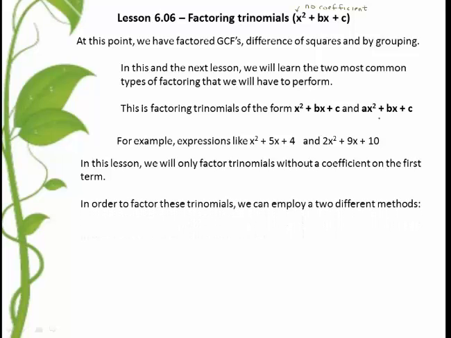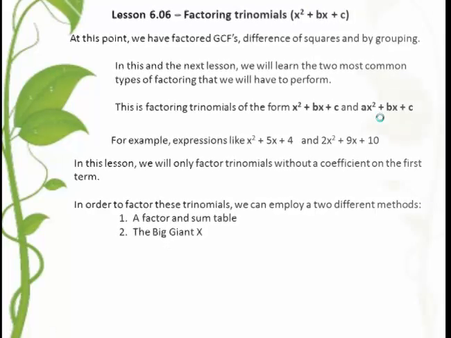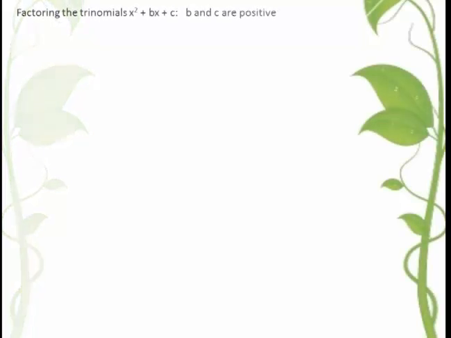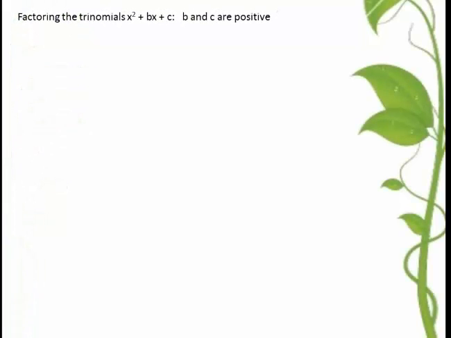Okay, there are two different methods that we can use. A factor and sum table, which is the most commonly learned one, and then a technique I call the big giant X. Okay, so factoring these trinomials when both b and c are positive, so you have plus plus. For example, we have b squared plus 8b plus 7.